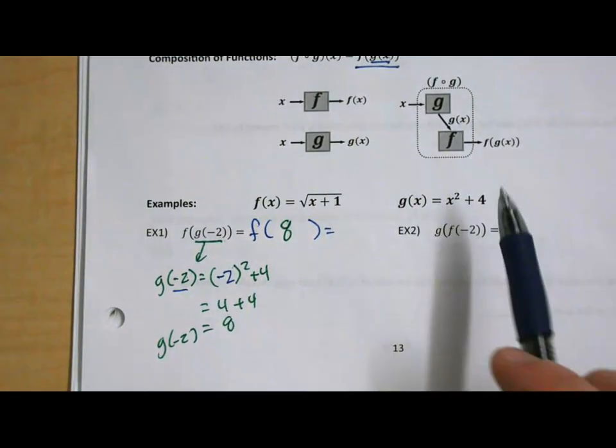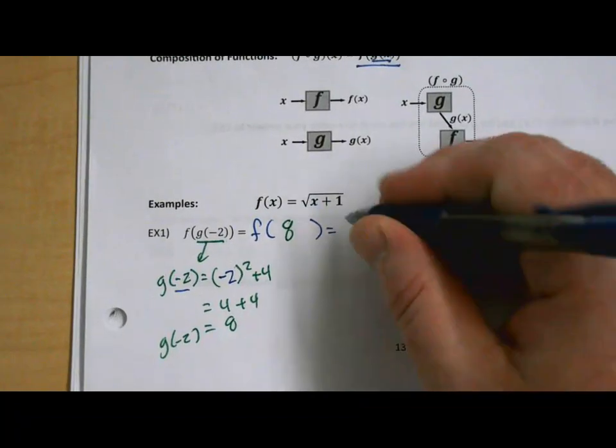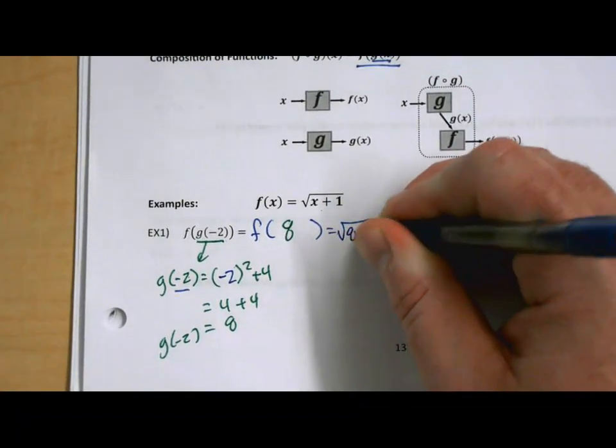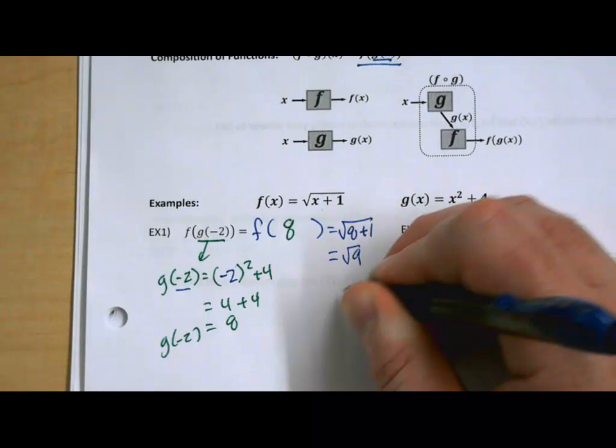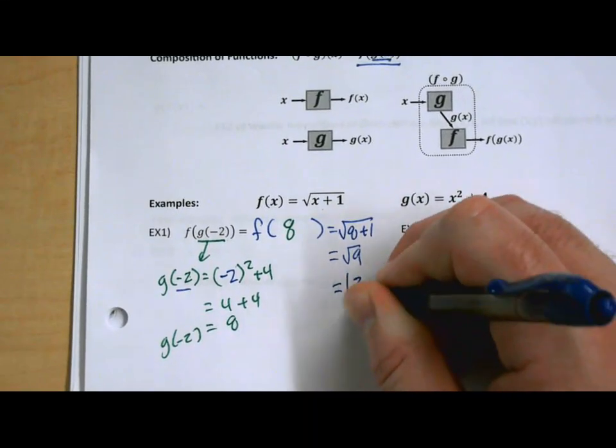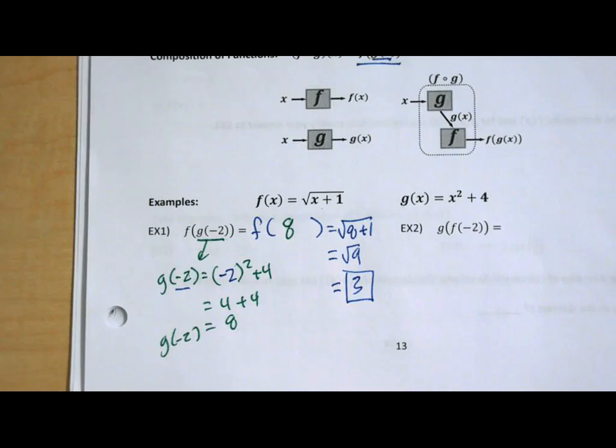F of 8, where's my f function? Here it is. It's the square root of x plus 1, so this would be the square root of 8 plus 1, otherwise known as the square root of 9, which is 3. So f of g of negative 2 is 3.